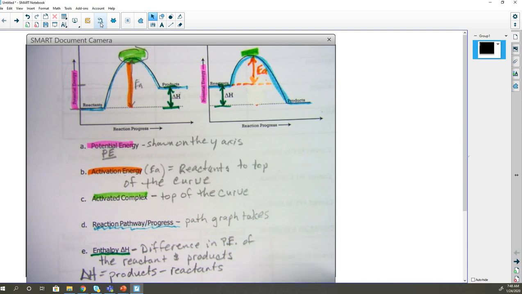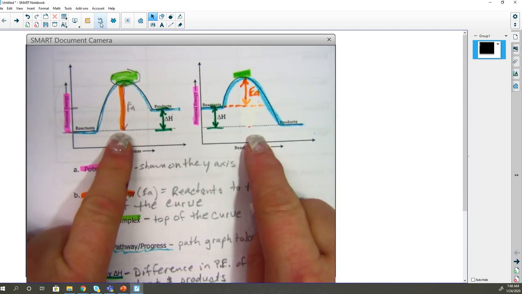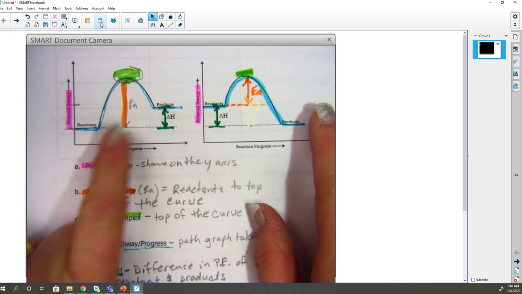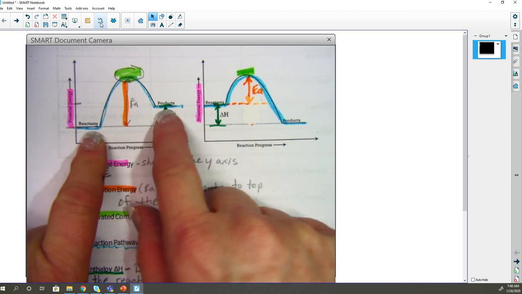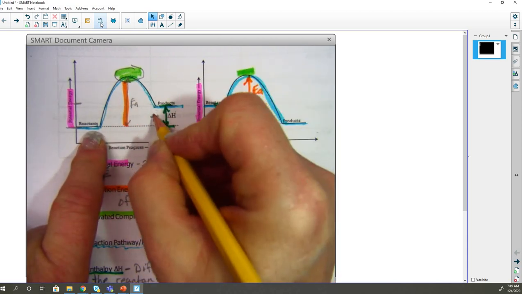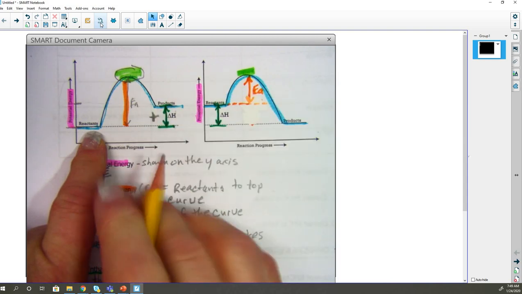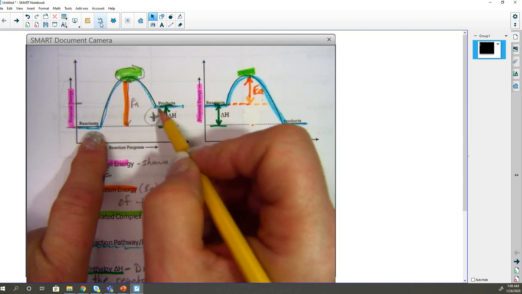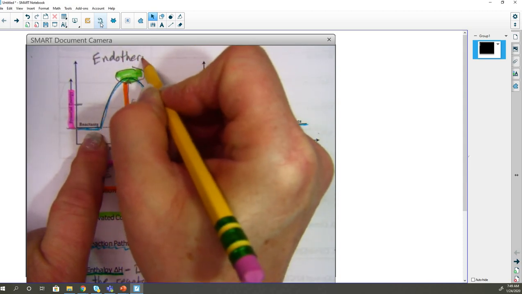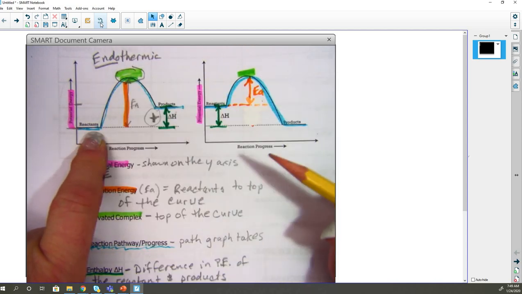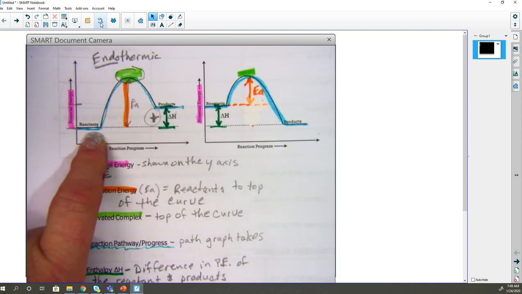All right, we ready? Did you have a chance to get everything colored? Okay, so let's talk about these two graphs. They're a little bit different. The products over here end up higher than the reactants, and the products over here end up lower. That means this delta H is going to be positive. Because I had to add energy in to get from the reactants to the products, this is endothermic, meaning I added in thermal, which is heat.